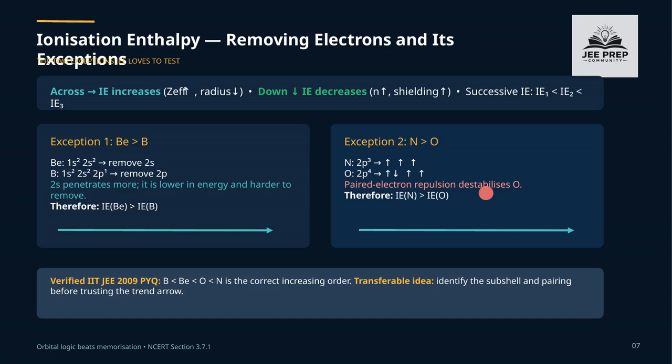Now clarify three terms that JEE problems often mix. Electron gain enthalpy is a thermodynamic quantity for a gaseous atom and is expressed in kilojoules per mole. Electron affinity is often defined using the opposite sign convention for the energy released.